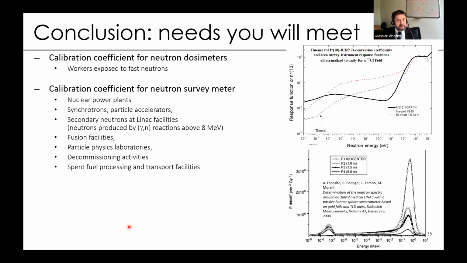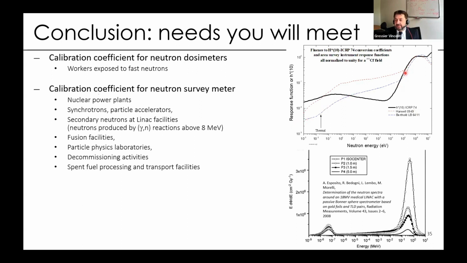So I just show you here, the black curve is not a response function, it's a conversion coefficient to go from the fluence to the dose equivalent given by ICRP 74. And this is the response function of two kinds of survey meters, the Harwell and the Berthold. They are not good in this epithermal and low energy range.